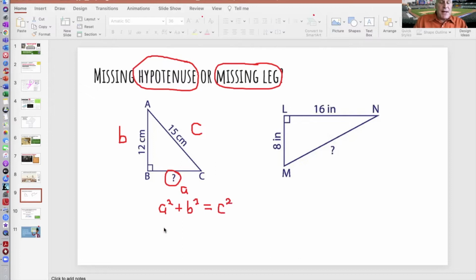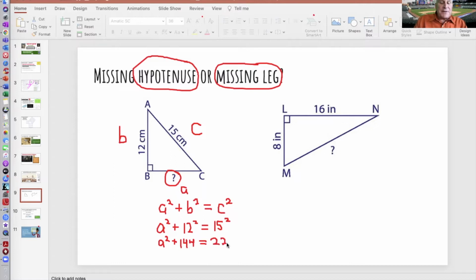So as soon as I plug in, notice I don't know A, so I leave A as A squared. I know that B is 12, so I plug it in like this. And I know that C is 15, so I plug it in. Okay. But to solve a problem like this, on the next step, because we don't know A, we're going to end up with A squared plus 144. You should be writing this down in your notes. The problem that I'm doing equals 225.